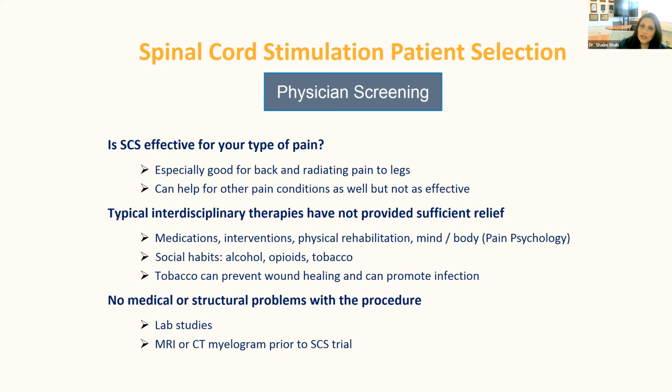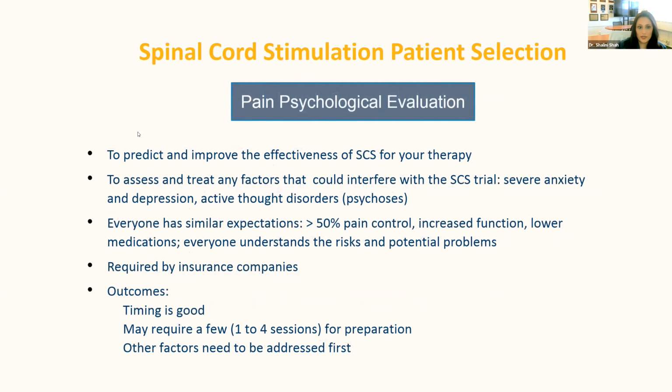And then we will also typically get some labs or imaging studies to make sure that your platelets and your blood coagulation are appropriate and healthy, and that you don't have any structural abnormalities that we wouldn't foresee. So typically your doctor will also order some imaging, like an MRI, prior to the procedure. We will also send you for a pain psychological evaluation.